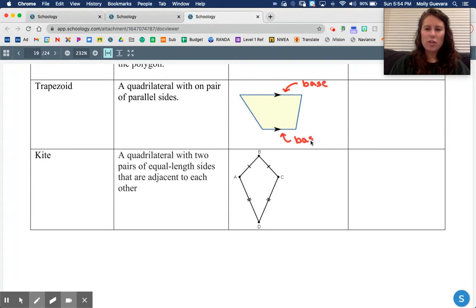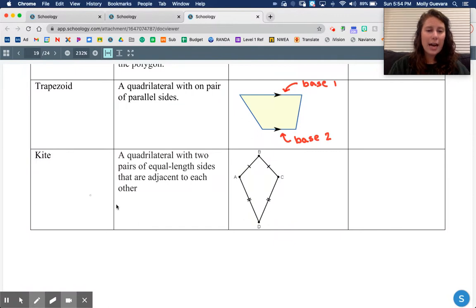and this is called a base. And so we usually call them like base 1 and base 2, but it doesn't actually matter. I mean, this one could have been base 1 and this one could have been base 2. But just know that the two sides that are parallel are called bases, and then the other two sides are just called sides or legs.